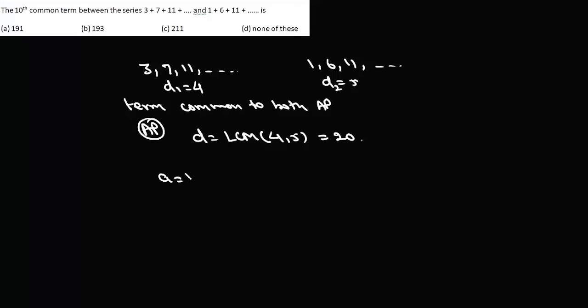Now the first term which is common to both the series is 11. We need to find the 10th term of the series. So the 10th common term of this series will be a plus 9 into 20, 180 plus 11, and that will be 191, and that's your option A.